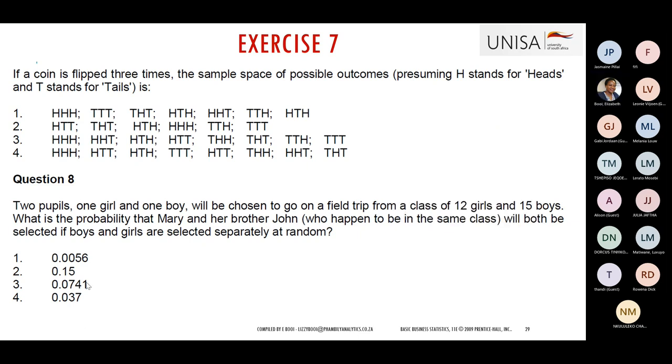Sorry, because now I'm trying to paste different questions. Okay, what is it? So let's look at this. If a coin is flipped three times, the sample space of possible outcomes would be, so I have a coin and you flip it the first time.